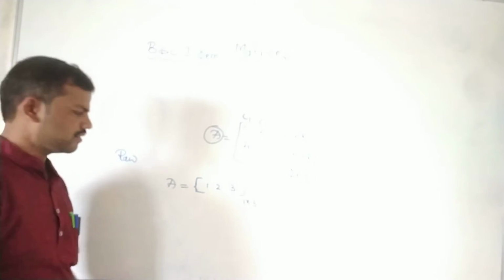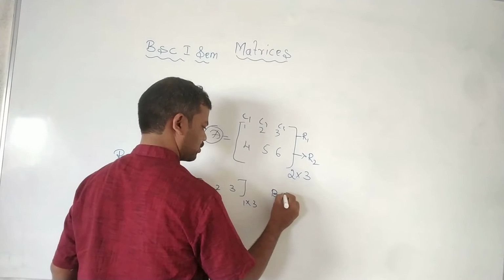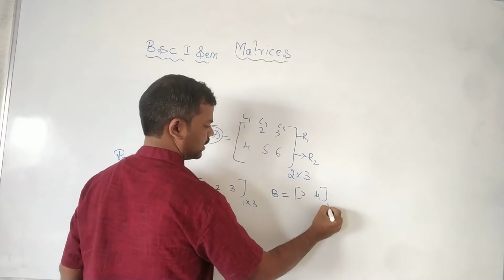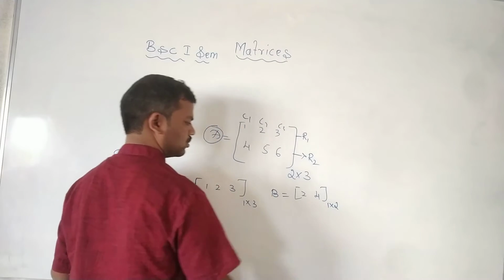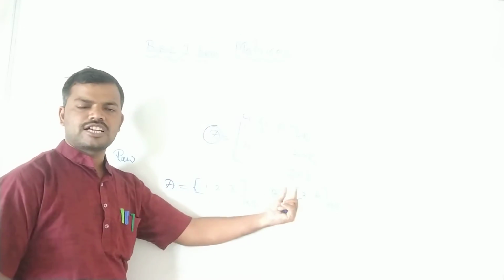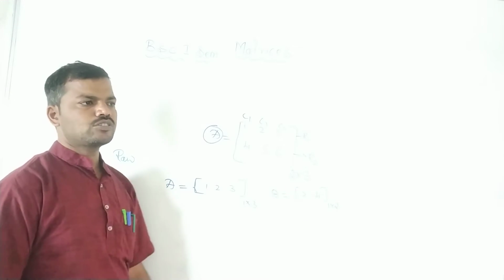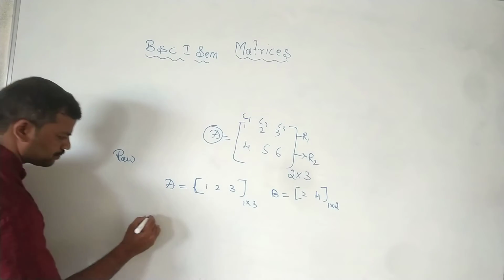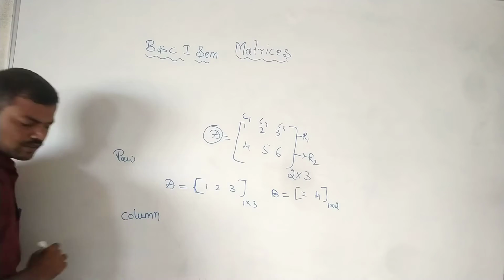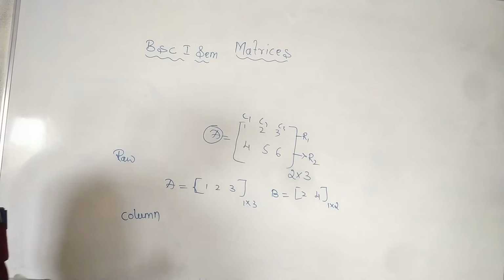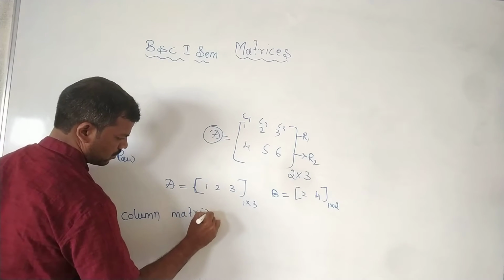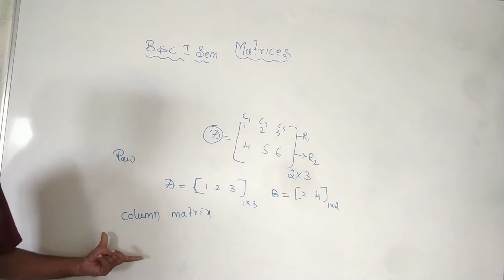3 columns are there. And this is another example for the row matrix: 2, 4. This is 1 cross 2. So the matrix which contains only one row is called a row matrix. Next we come to the column matrix.